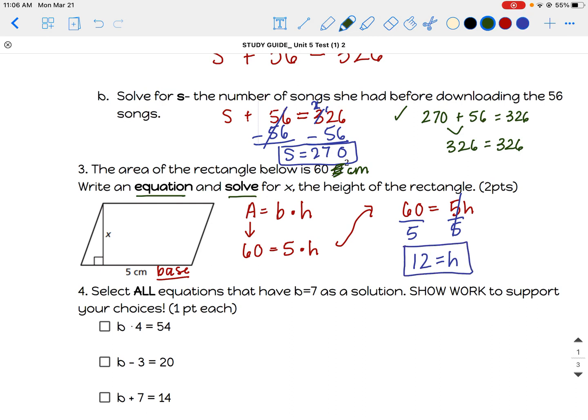Now, how can you check that and be confident? Just plug it in. I know the area is 60. 60 has to equal 5 times 12, the base times height. And 60 is equivalent there, so I could be confident that the height is 12. All right. There is number 1 through 3.